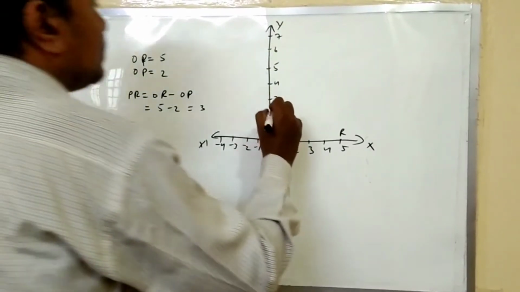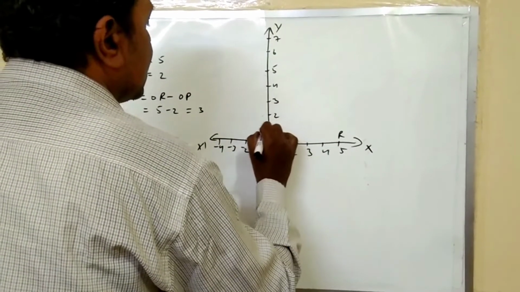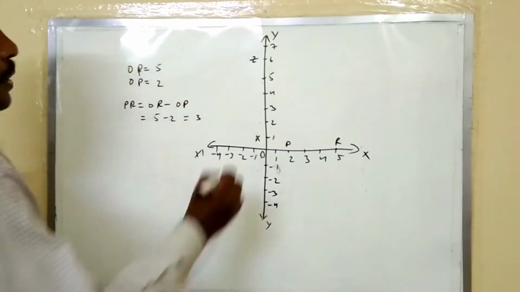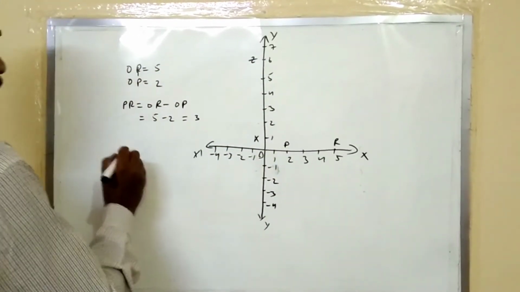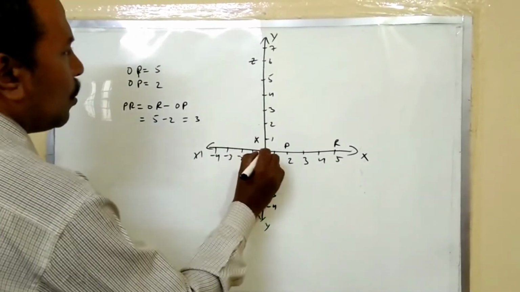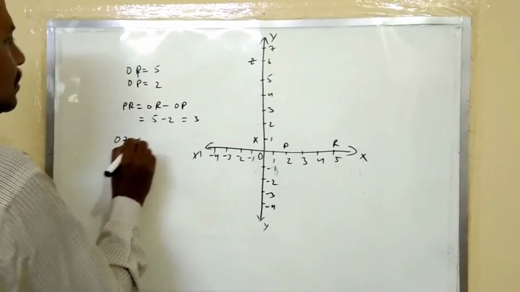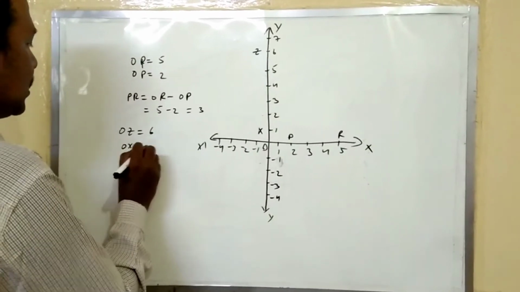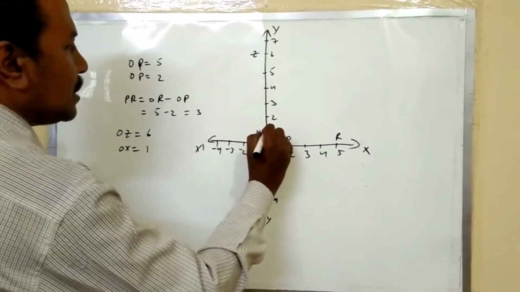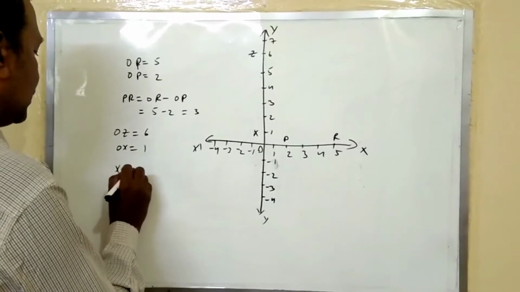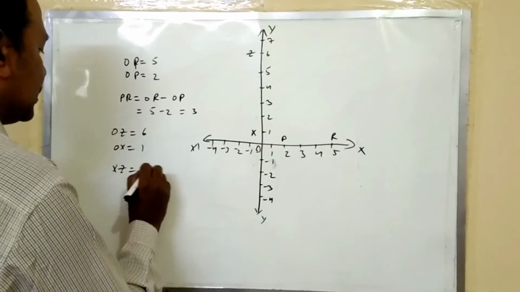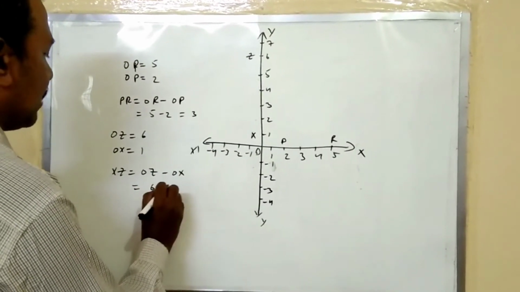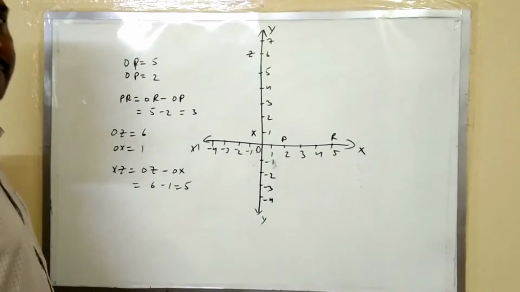Similarly, I am taking any 2 points on the y-axis. You take it as x. This is x, and this is z. What is the distance from x to z? First of all, we have to take the distance from O to z. OZ is equal to 6 units and OX is equal to 1 unit. From x to z, xz is equal to OZ minus OX, that is equal to 6 minus 1, which is equal to 5 units. Okay.